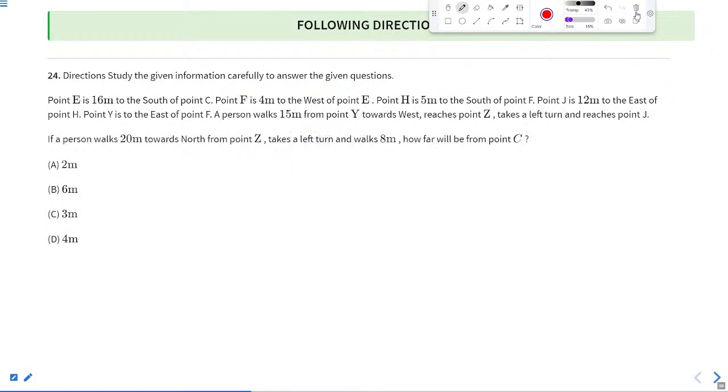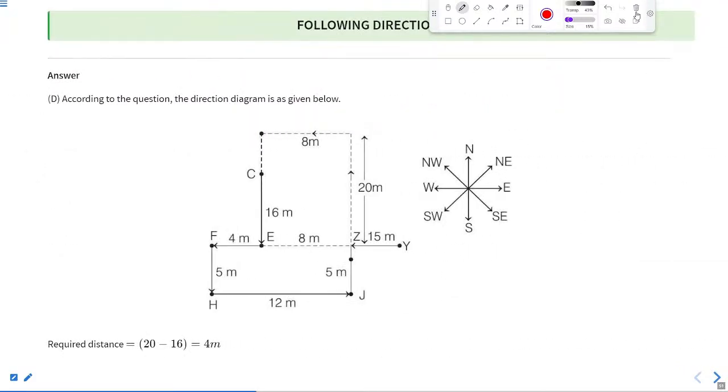24. Study the direction of the given information carefully. Again, same question. Point E to reach point J. A person walks 20 meters to the north from point Z, takes a left turn and walks 8 meters. How far will he be from point C? According to the question, the direction diagram is below. So we have 20 minus 16. Answer is 4 meters.